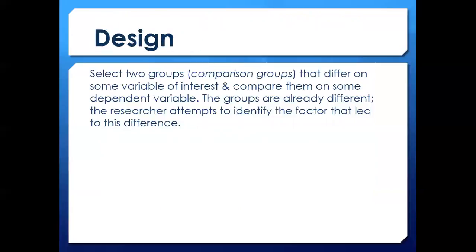For a researcher, the design of a causal comparative study is pretty simple. First, they select two groups that we call comparison groups. And in our example, those were full-day kindergarten and half-day kindergarten students. And those groups differ on some variable of interest. And then the researcher compares them on some dependent variable. The groups are already different. The researcher attempts to identify the factor that led to this difference, or how this difference affects something else.